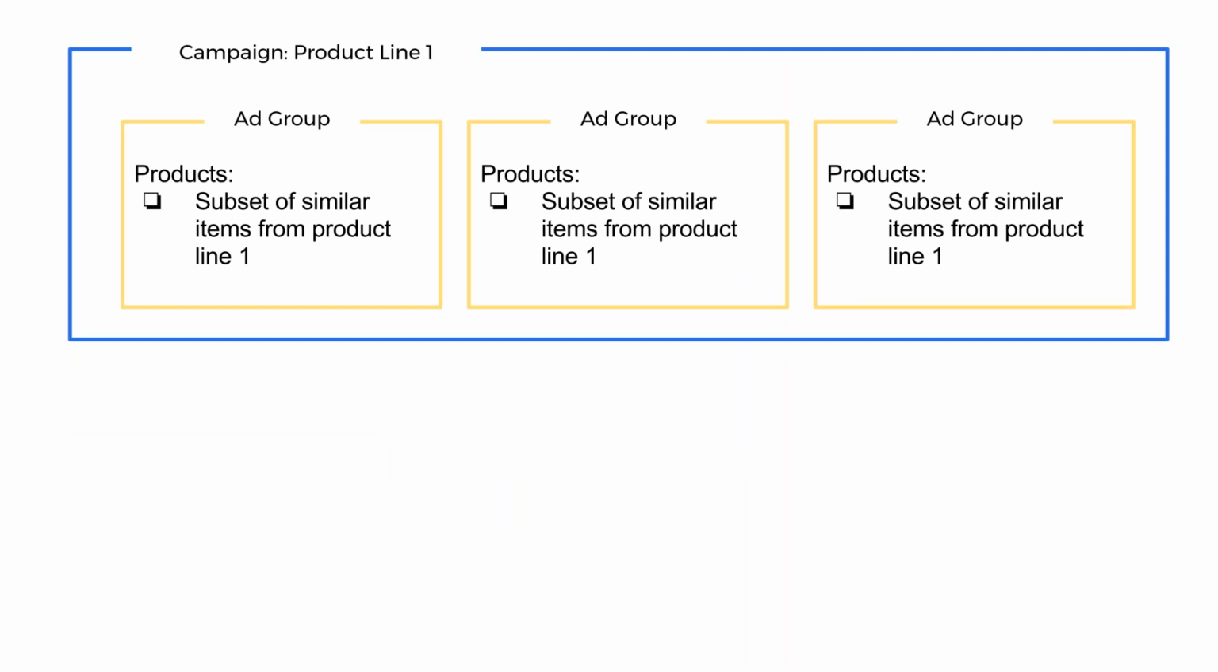So now let's take a look at one of the individual campaigns. So here we've got the campaign for product line 1.